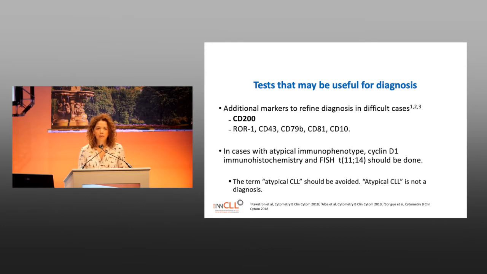Importantly, in cases with an atypical immunophenotype, it's very important to discard the possibility of a mantle cell lymphoma and to perform cyclin D1 by immunohistochemistry and FISH for the translocation 11;14. The take-home message here is that an atypical immunophenotype should be avoided, because the diagnosis of atypical CLL is not a diagnosis.